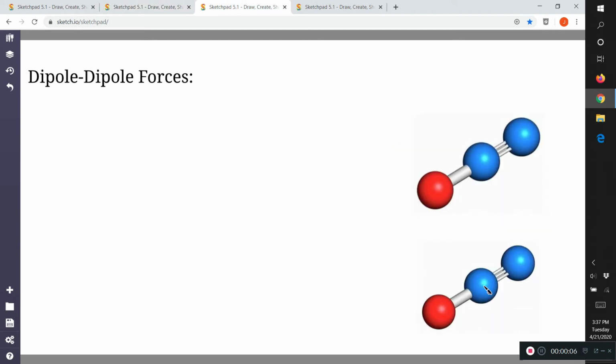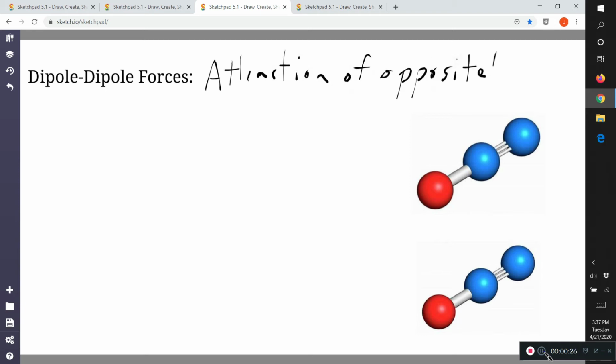Dipole-dipole forces. So dipole-dipole forces mean that we have dipoles in two different molecules and that they are attracted to each other. So they are the attraction of oppositely charged poles. Now, we're going to talk about water a little bit later.